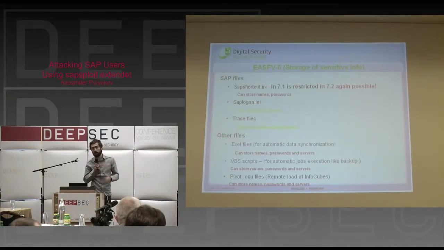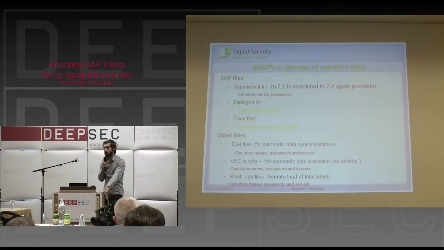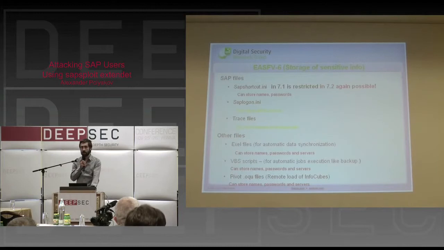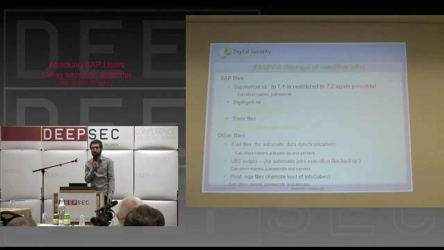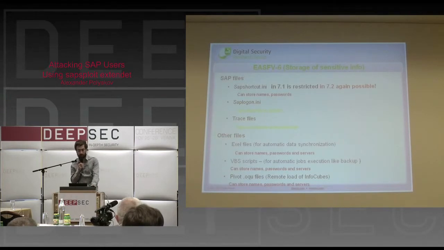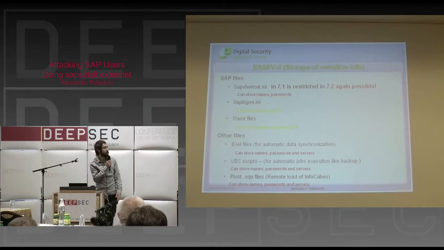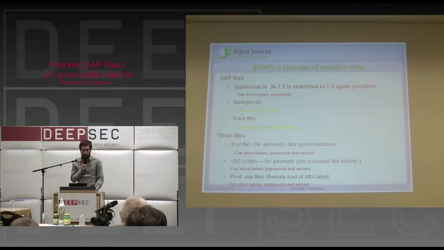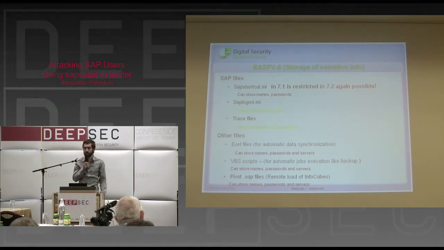Next thing is the storage of sensitive information. There is a file, a SAP shortcut, so every user can create a shortcut to connect to the SAP server, and he can put the IP address of the server and username and the password, etc. In the 7.1 versions of SAP, it was restricted. You can restrict storing the passwords in the registry, but in the new version, you can store the passwords, but they can be stolen.